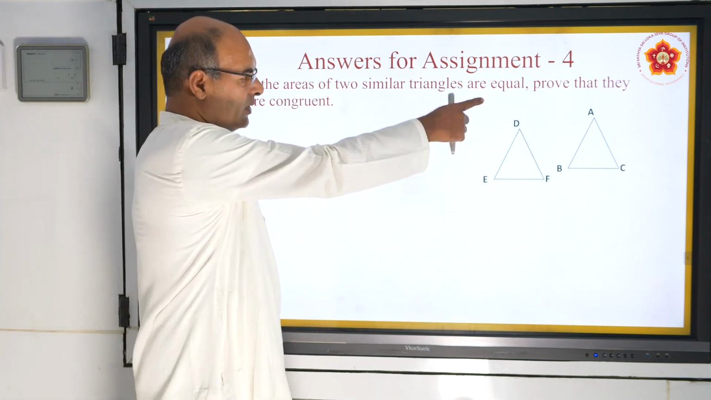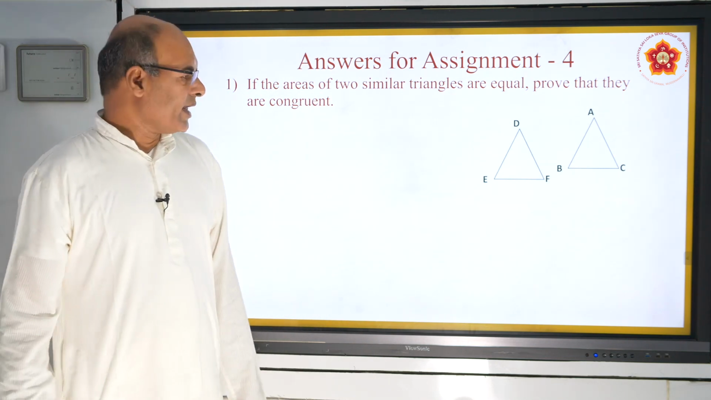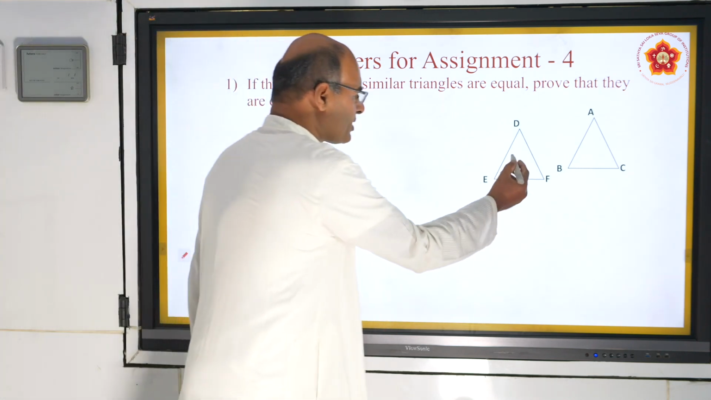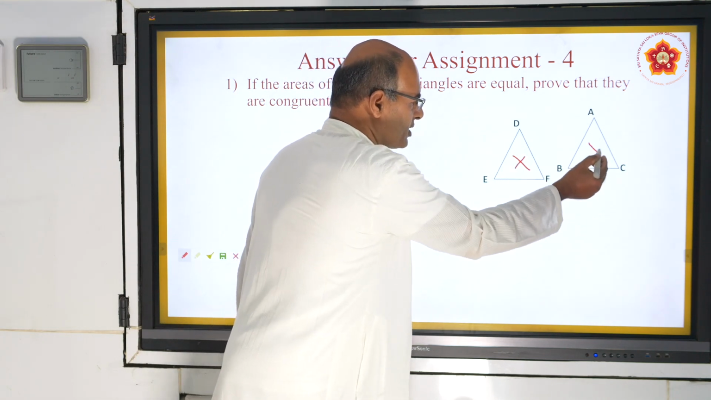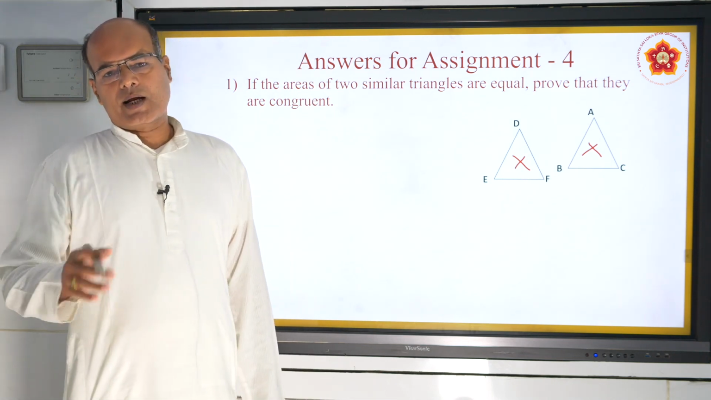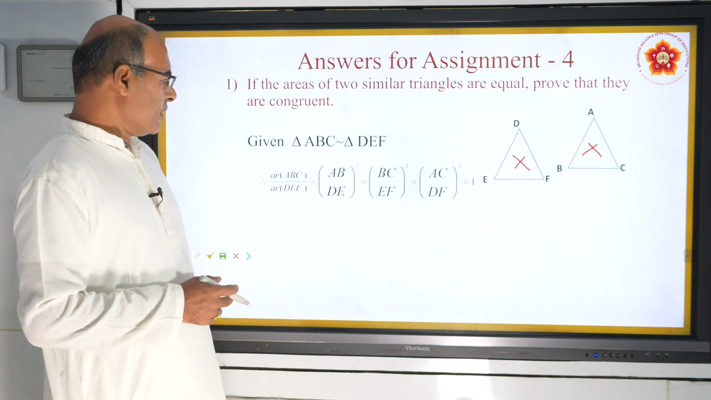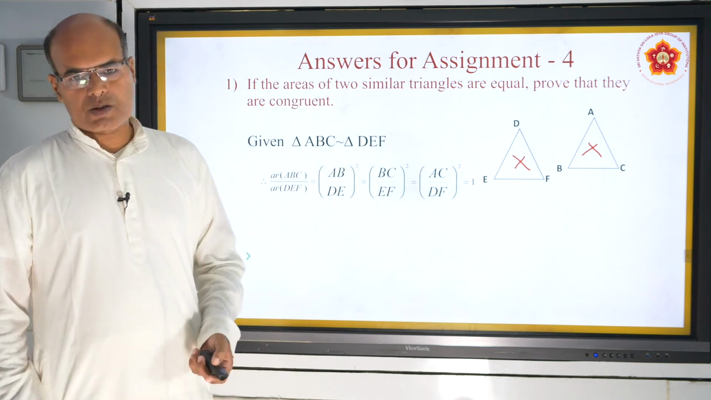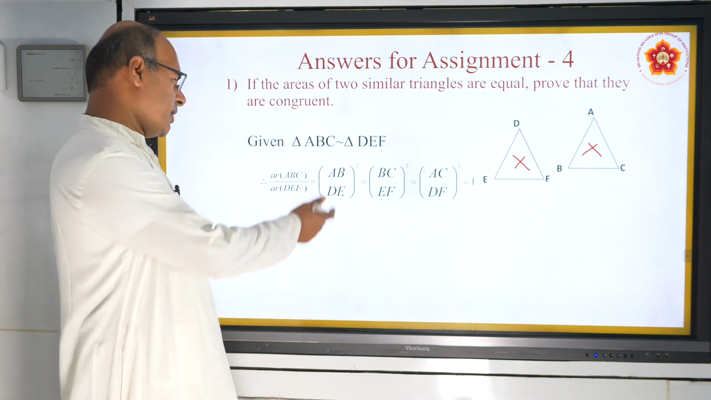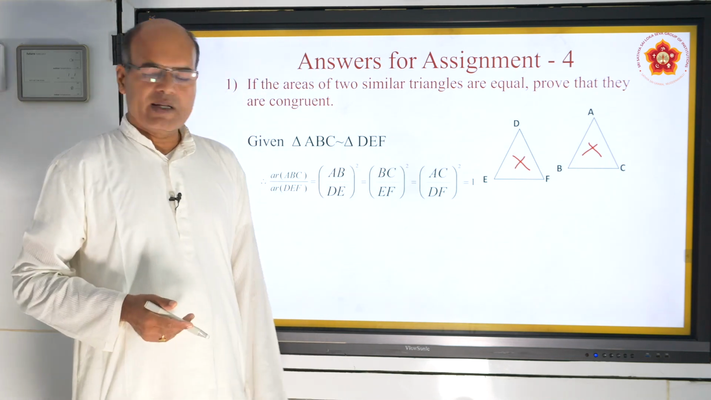So assume that triangle DEF and triangle ABC are similar triangles with equal areas. If the area of the first triangle is taken as x square units, the area of this triangle is also x square units, and they are similar, as given in the question. Therefore, we can directly apply theorem 2.6. According to theorem 2.6, areas of similar triangles are proportional to the squares of their corresponding sides. Area of ABC divided by area of triangle DEF is equal to AB by DE whole square, or BC square by EF square. It is also equal to AC square by DF square.